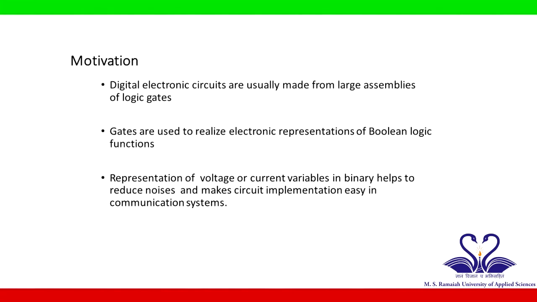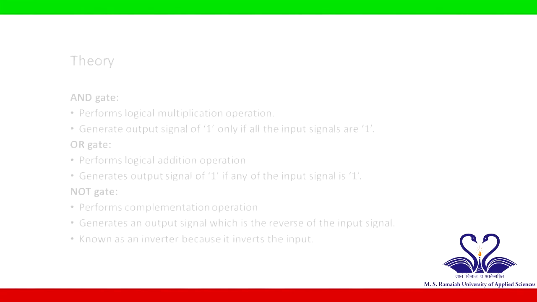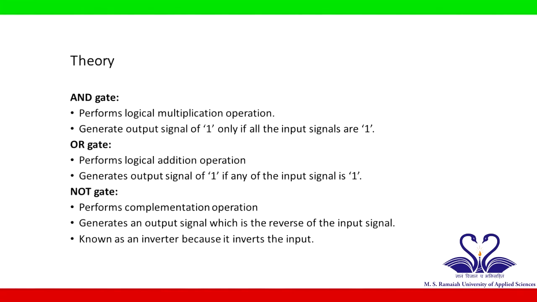Digital electronic circuits are usually made from large assemblies of logic gates. Gates are used to realize electronic representations of Boolean logic functions. Representation of voltage or current variables in binary helps to reduce noises and make circuit implementation easy in communication systems. Let us understand the theory behind the experiment before conducting it.